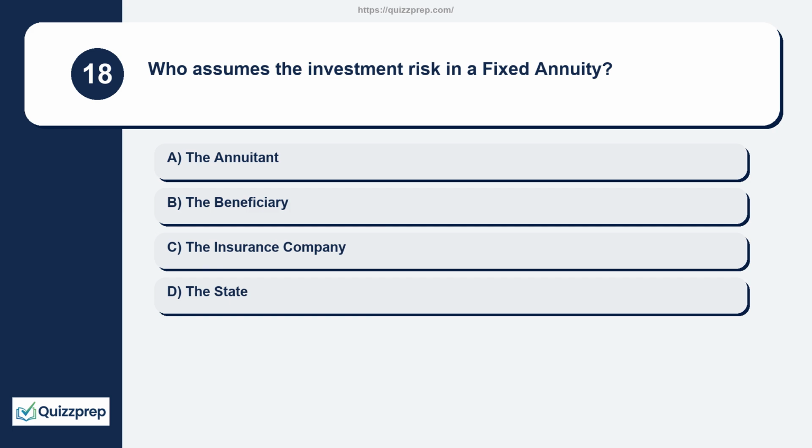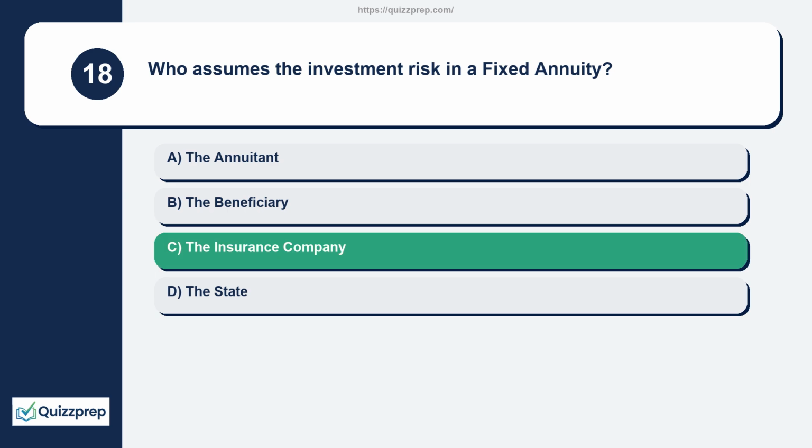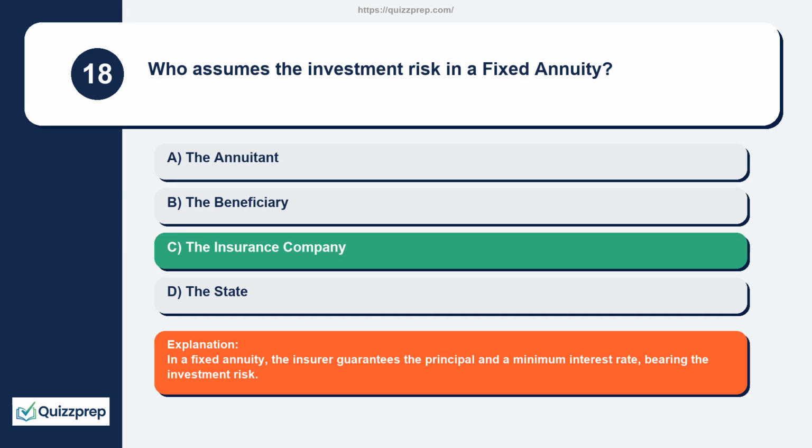Question 18. Who assumes the investment risk in a fixed annuity? The annuitant, the beneficiary, the insurance company, the state. In a fixed annuity, the insurer guarantees the principal and a minimum interest rate, bearing the investment risk.